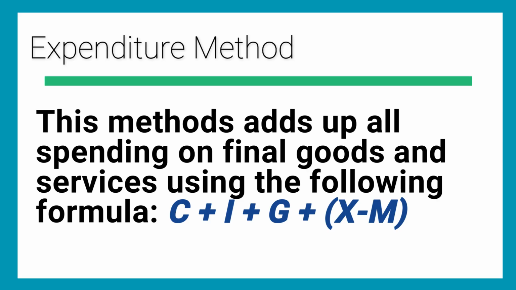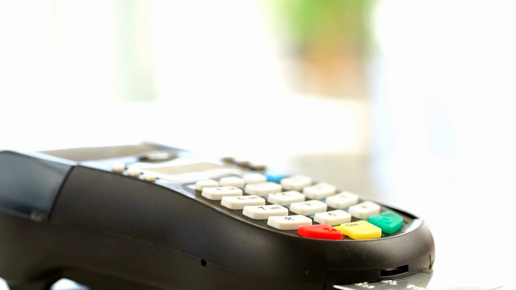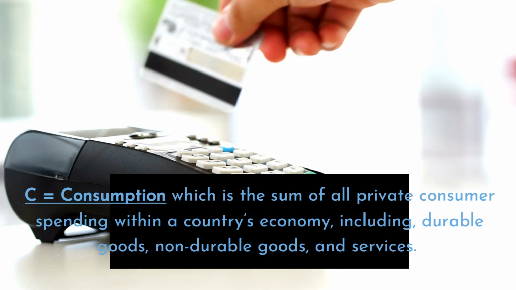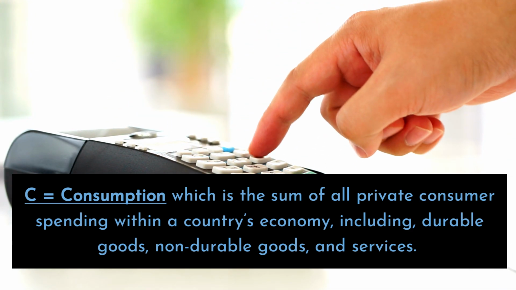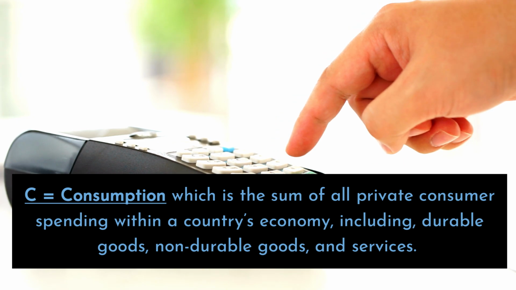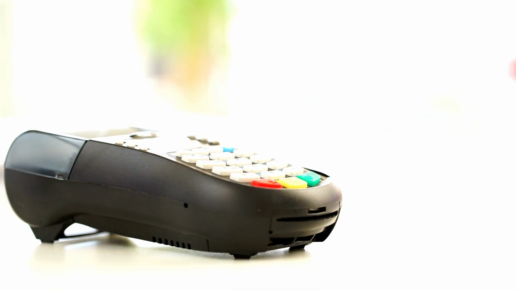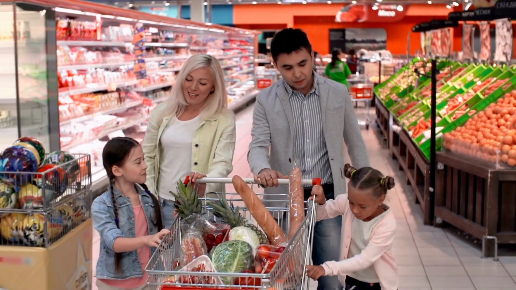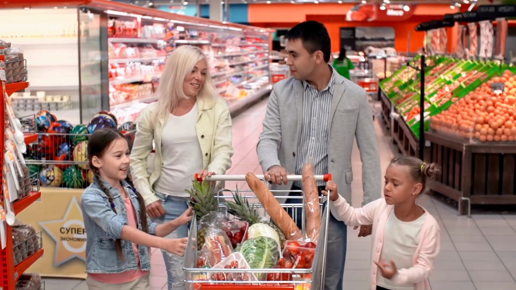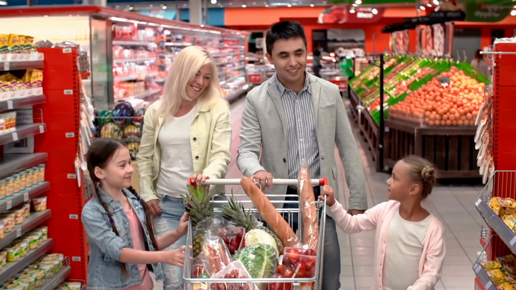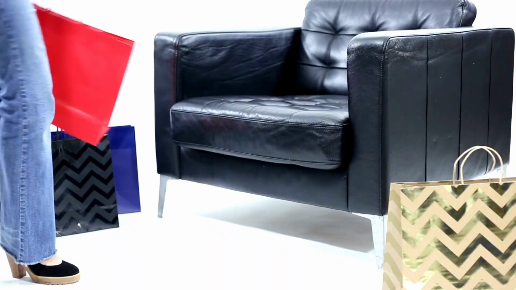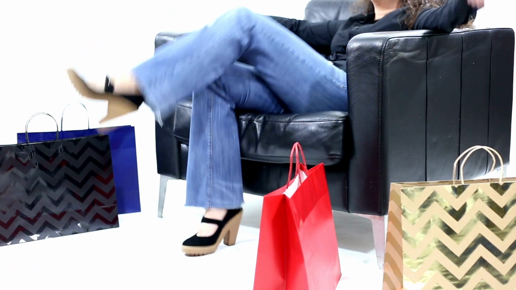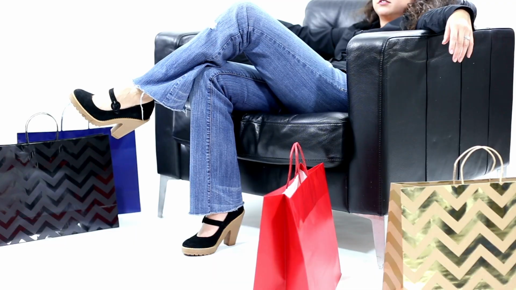Let's break down the individual pieces of the expenditure method. C, consumption. This is the sum of all private consumer spending within a country's economy, including durable goods, non-durable goods, and services. This number grows as more is consumed and is normally the largest part of GDP. Like inflation, a slow and steady rise in this figure demonstrates consumer confidence in the spending compared to a declining figure where the uncertainty of the future is causing consumers to hold back on spending.